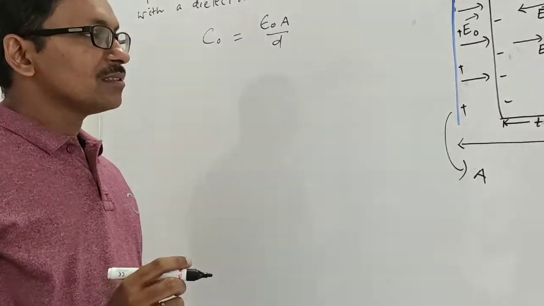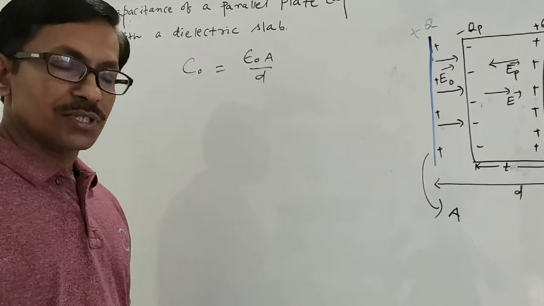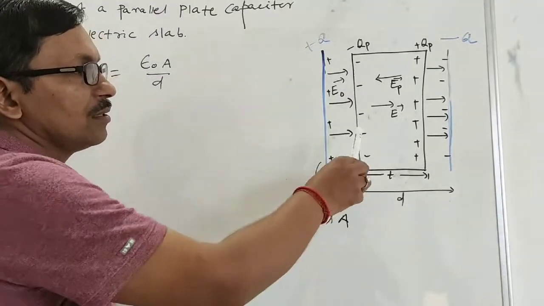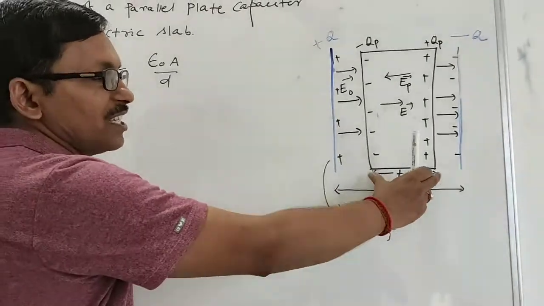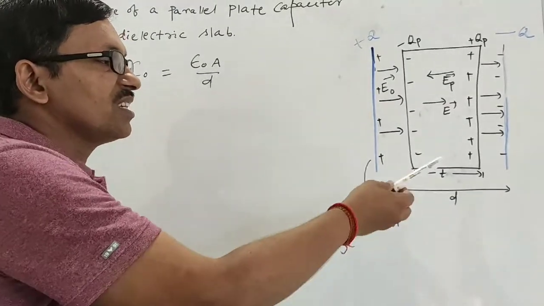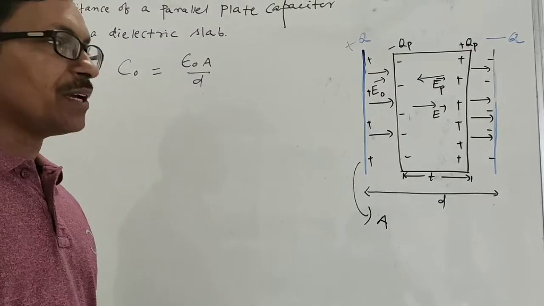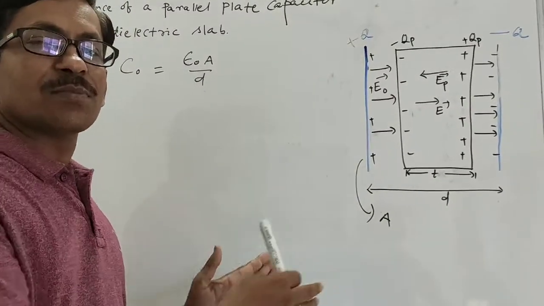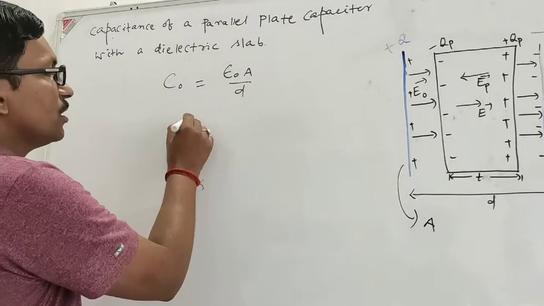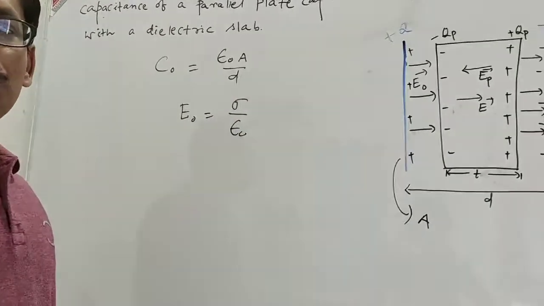Now let us find the capacitance when a dielectric slab is introduced in between the plates. Now suppose a dielectric slab of thickness T, area same as that of the area of the plates of the parallel plate capacitor, is introduced in between the two plates. Then what will happen? You know, when a dielectric slab is placed in between the two plates, there is an electric field E0 that exists. E0 is equal to sigma by epsilon naught, the electric field in between the two plates.